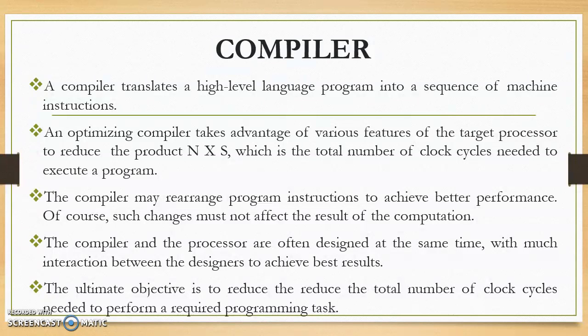A compiler is software that translates a high-level language into machine understandable form. So we have an optimizing compiler which increases the clock rate and reduces the number of instructions and basic steps within an instruction. Reducing the number of instructions and basic steps within an instruction can increase the performance. Compilers are capable of rearranging the program instructions to achieve better performance. The ultimate objective is to reduce the total number of clock cycles needed to perform a required programming task. So the compiler and the processor are often designed at the same time with much interaction between the designers.